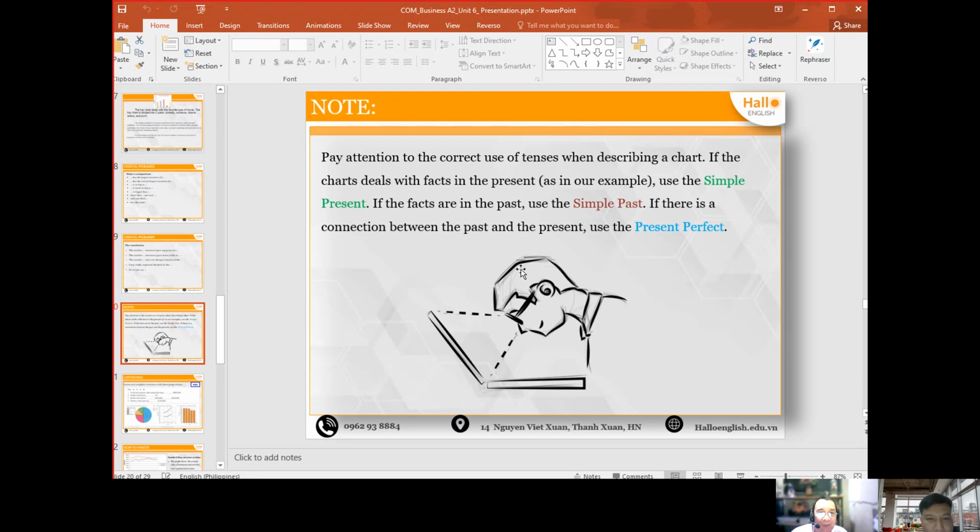Now, take note of this. Pay attention to the correct use of tenses when describing a chart. It's very important to use that. If the chart deals with facts in the present, as in our example, use the simple present. If the facts are in the past, use the simple past. What are those simple present and simple past?